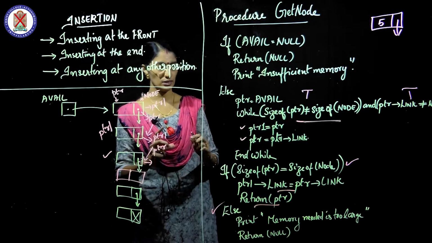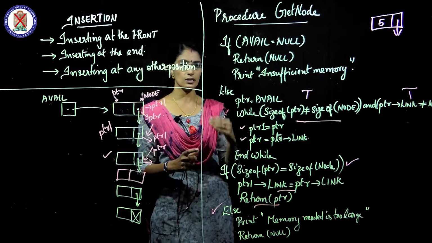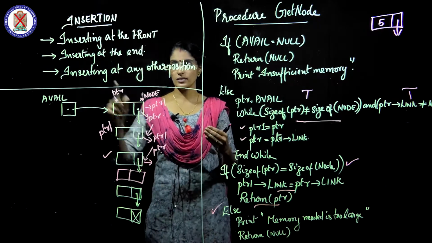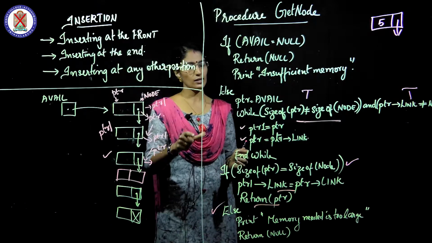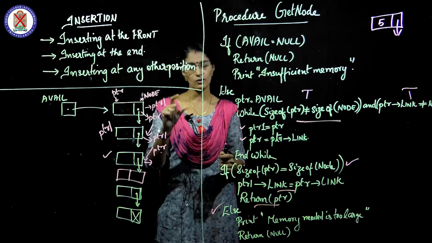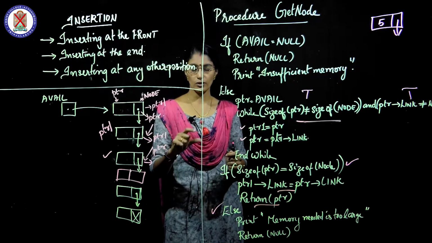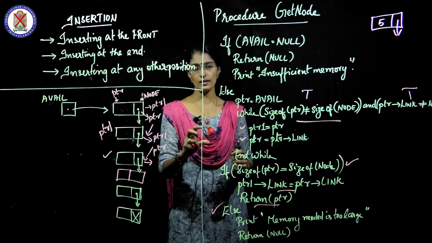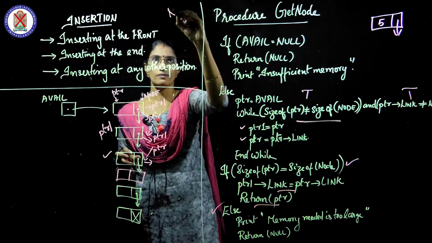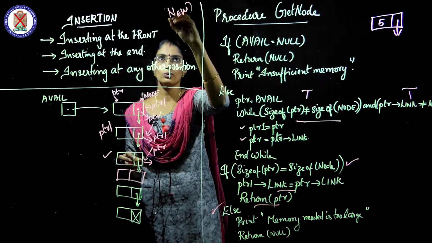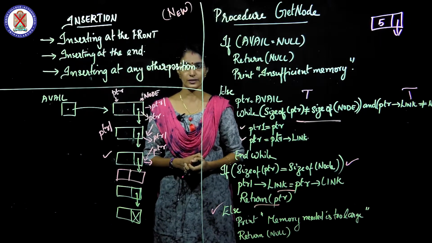So this gives us a brief summary of get node. This get node procedure is called in the various insertion algorithms we are going to see, and you have to keep in mind that we are searching in the memory for the given size of node which we want, and if it is available we get it as a new node. That will be referred to as new node. Next we will be seeing the insertion in the friend.